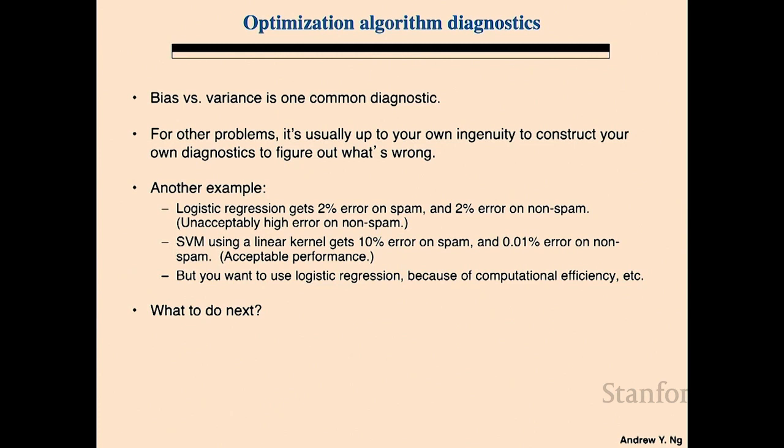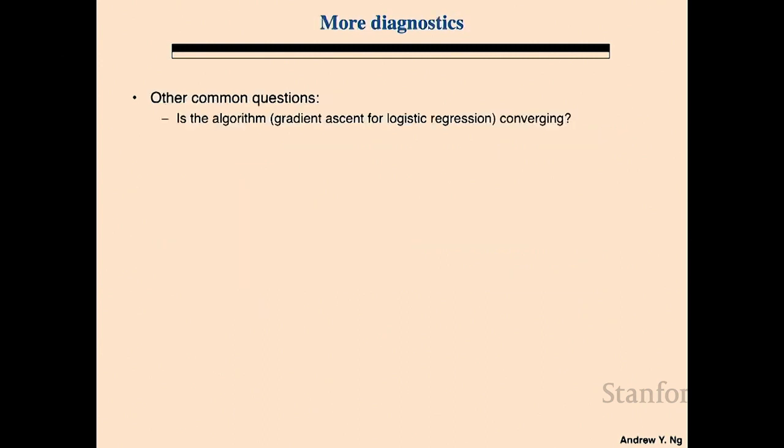But because logistic regression is more computationally efficient and it may be easier to update, right? You get more examples, run a few more iterations of gradient descent. And let's say you want to ship a logistic regression implementation rather than an SVM implementation. So what do you do next? One common question you have when training your learning algorithm is whether your optimization algorithm is converging, right? So, is gradient descent converging?